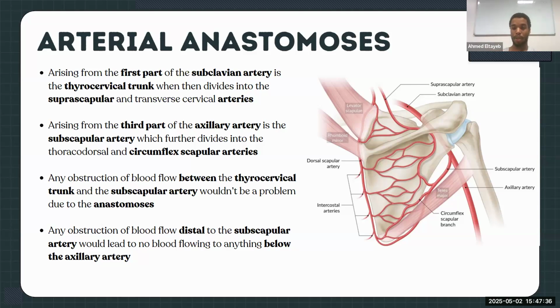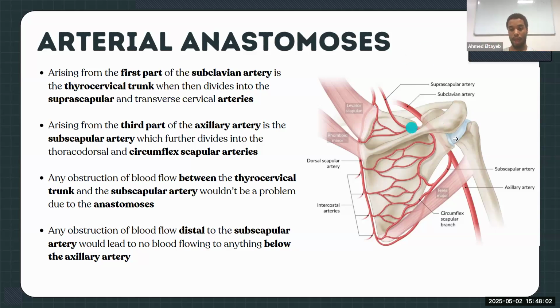So from the subclavian artery, we have the thyrocervical trunk. From the thyrocervical trunk, we have the suprascapular artery, which contributes to the anastomosis. And then from the third part of the axillary artery, we have the subscapular artery. From the subscapular artery, we have two main branches: the thoracodorsal and the circumflex scapular. And the circumflex scapular is what mainly contributes to the anastomosis.